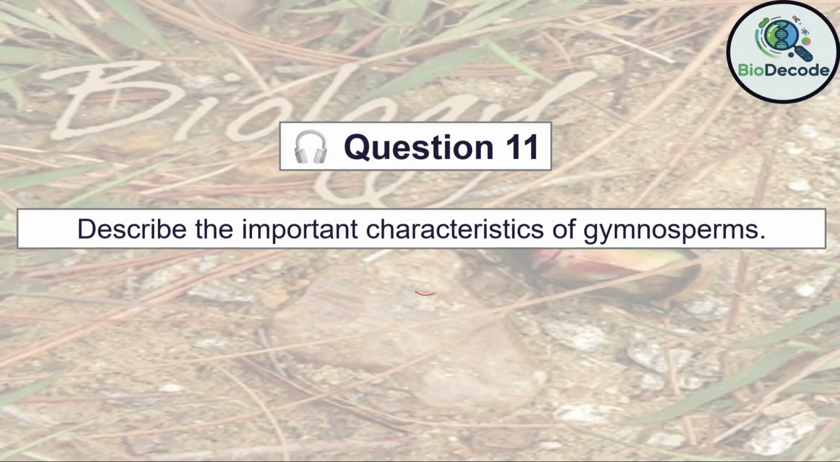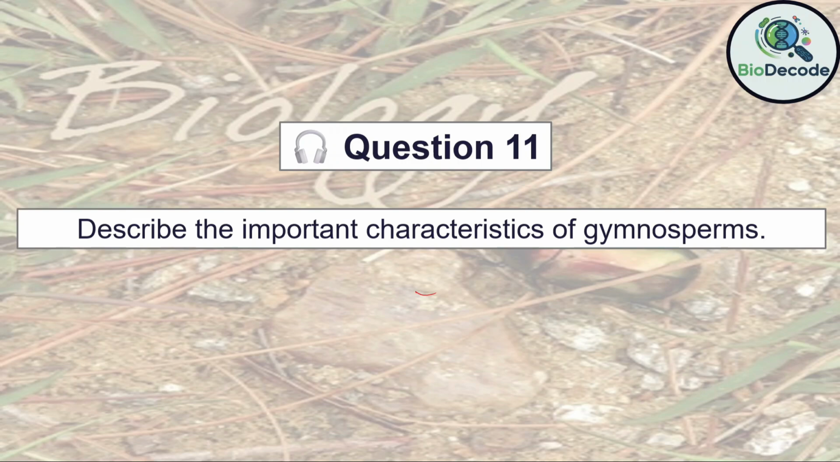Answer. Gymnosperms are mostly evergreen, woody trees or shrubs. They have a well-developed vascular system. Their xylem lacks vessels, and phloem lacks companion cells. They are heterosporous, producing microspores and megaspores. Their reproductive structures are organized into cones: microsporangiate cones for male spores and megasporangiate cones for female spores.